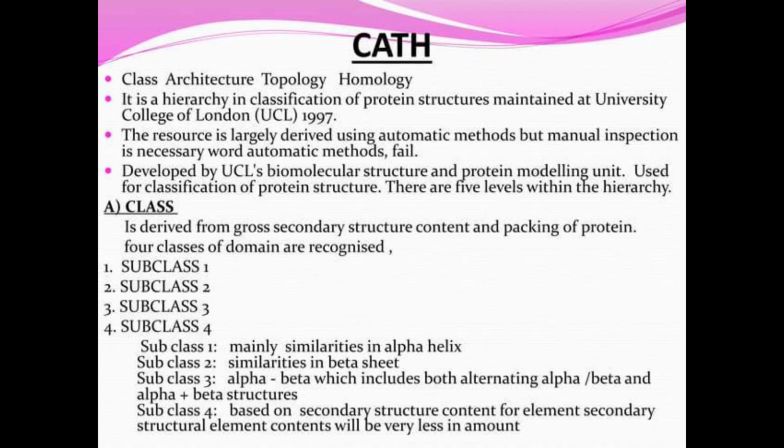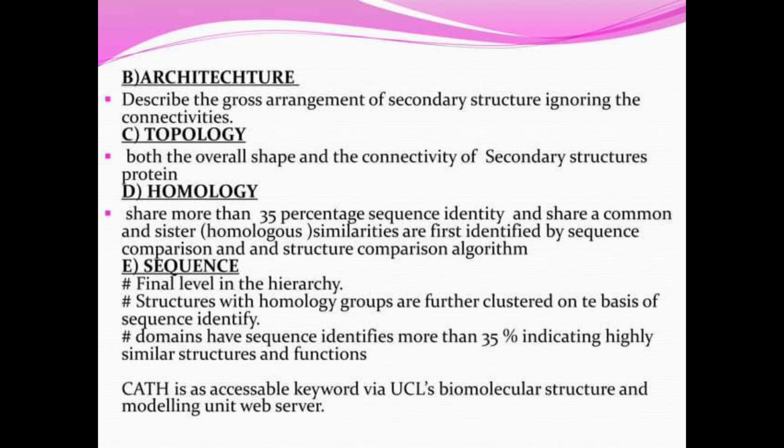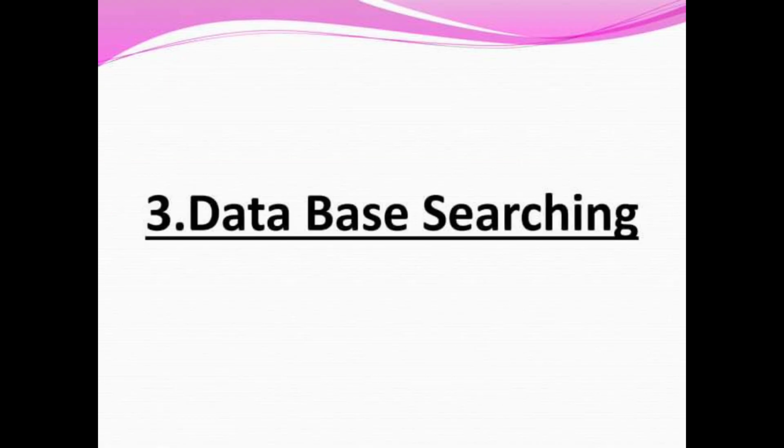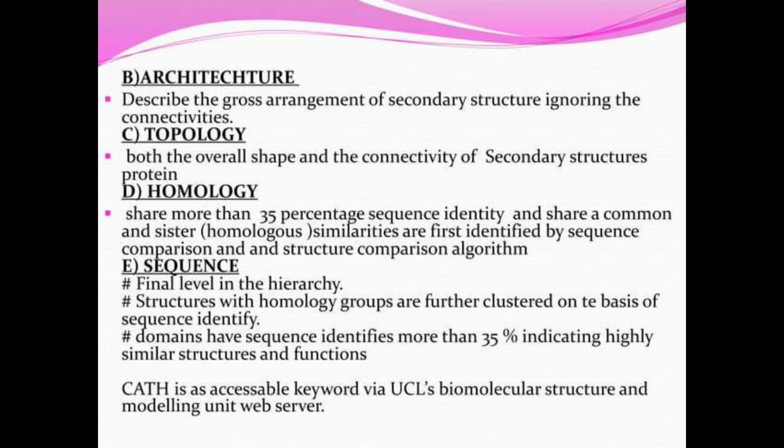That is very less in amount. Architecture describes the gross arrangement of the secondary structure. Topology is the overall shape and connectivity of the secondary structures shown in the protein, and homology is the 35% sequence identity, 30% or 35%.